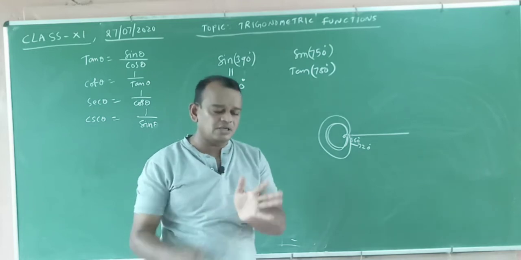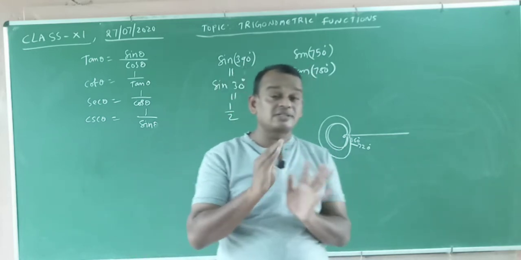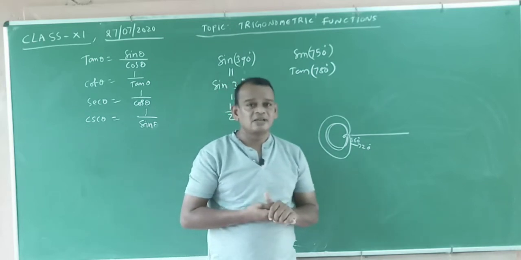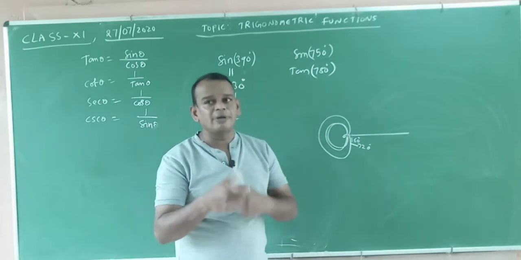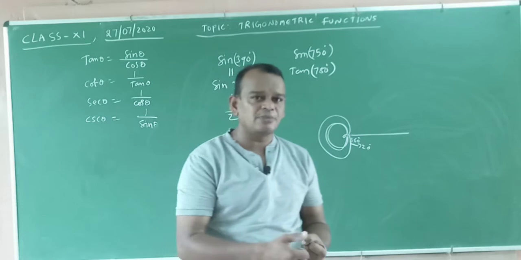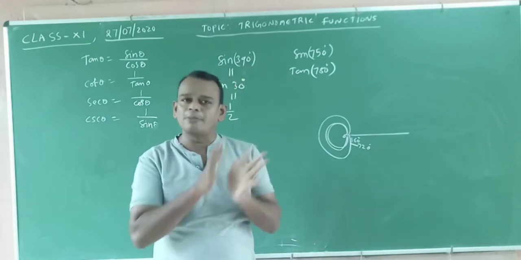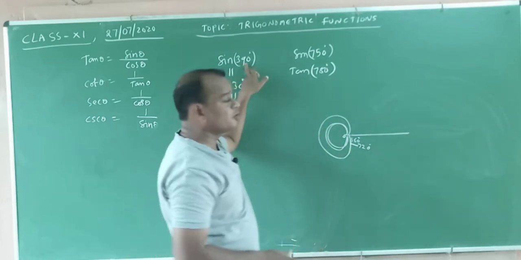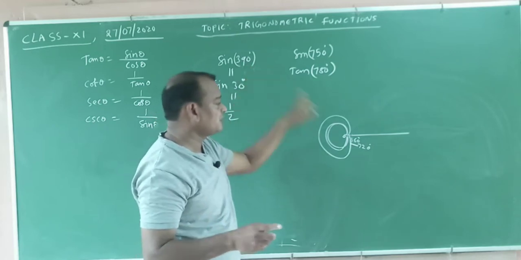First, the degree value is given. Suppose we discuss angles above 360 degrees. In that case, first we find how many rotations are there. One rotation means 360 degrees, we will omit that. In 390, how many rotations are there? One rotation, after that it is in the first coordinate.